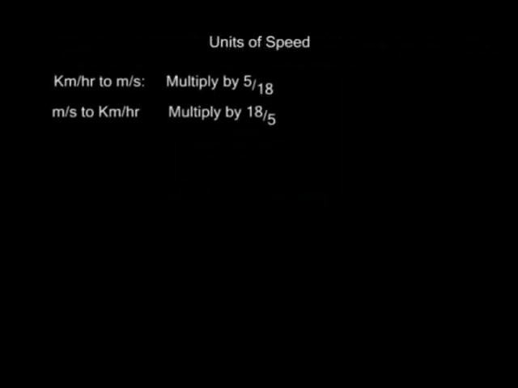Speed can also be given in meters per second. To convert kilometers per hour to meters per second, we multiply by 5 over 18. And to convert meters per second to kilometers per hour, we multiply by 18 over 5.